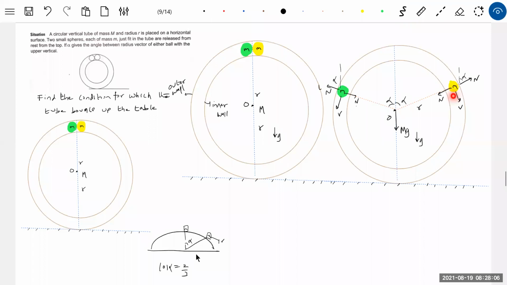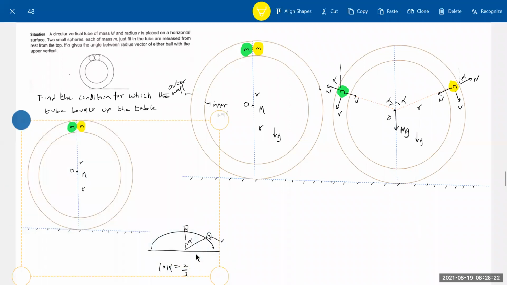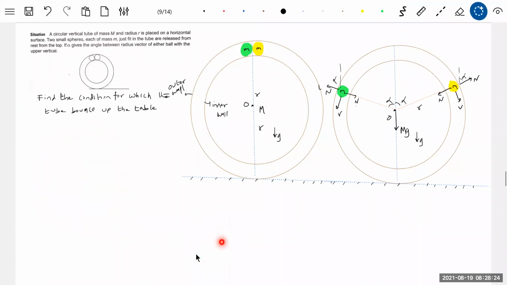When will the tube lose contact? When 2N cos alpha is equal to mg, it will lose contact. Is it okay? Okay, let's get into the calculation. I think I'll take out this diagram, not needed. We need some space now. Let's get into the concept.